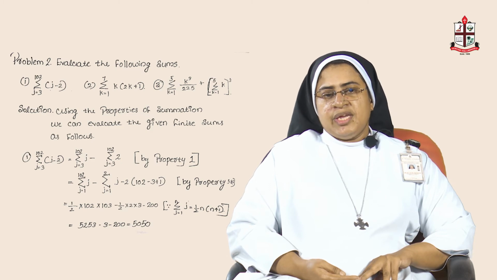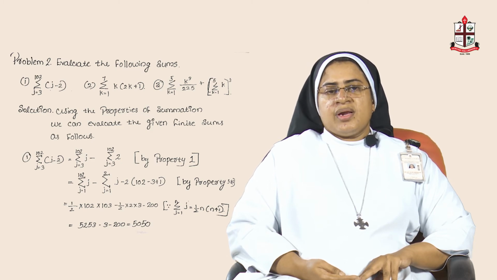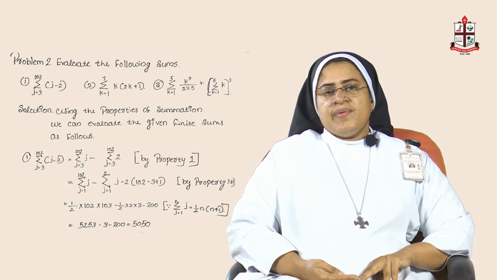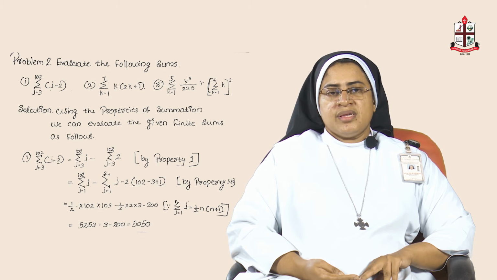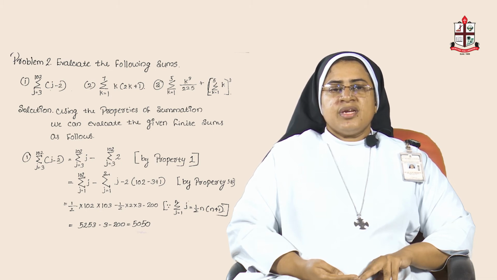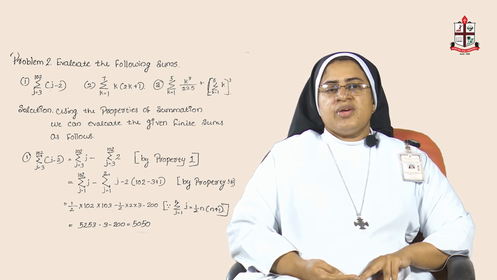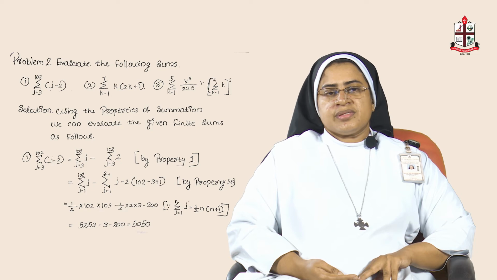First term: sigma j equals 3 to 102 of j, minus sigma j equals 3 to 102 of 2. By making use of property 1, from the previous class where we learned 7 properties, making use of those properties here, from j equals 3 to 102, you can write that as j equals 1 to 102 minus j equals 1 to 2. So, the first term you have split up and written as 2 terms.